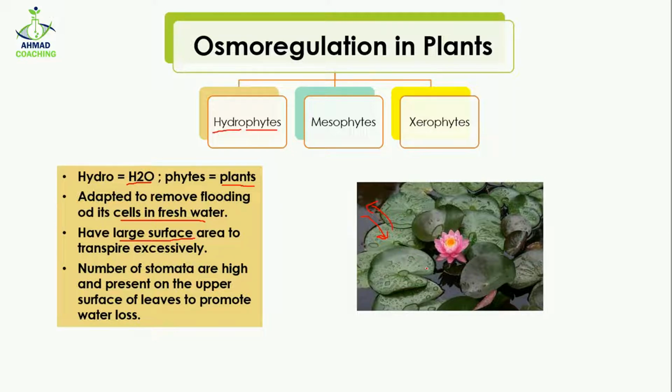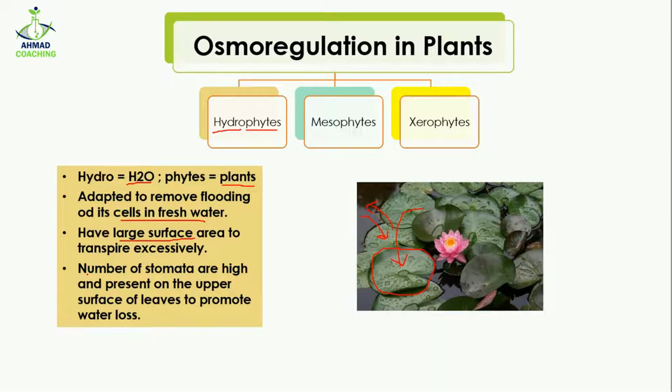You can see here the example of a lily plant which is present in the water. You can see the leaf surface is very large, and this large surface area helps in the removal of excessive water. So when sunlight acts on the surface of the leaves, the water is evaporated in the form of gases.